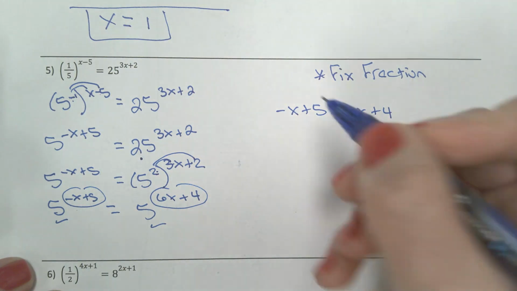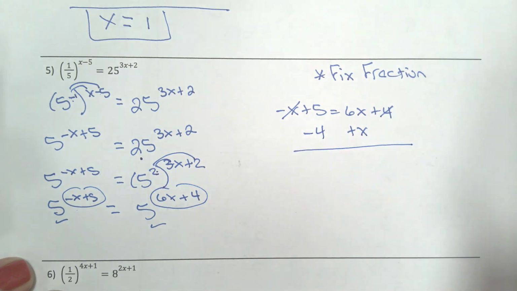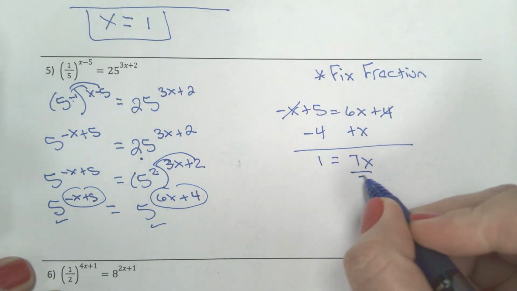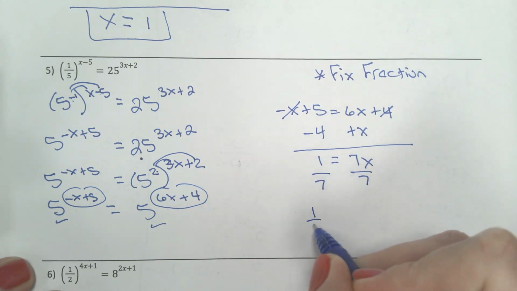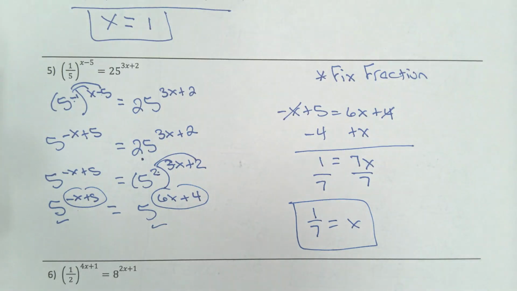Do algebra and solve for x. Add x to both sides. Subtract 4. 1 equals 7x. Divide both sides by 7. Get x equals 1/7 for a good final answer on that one.